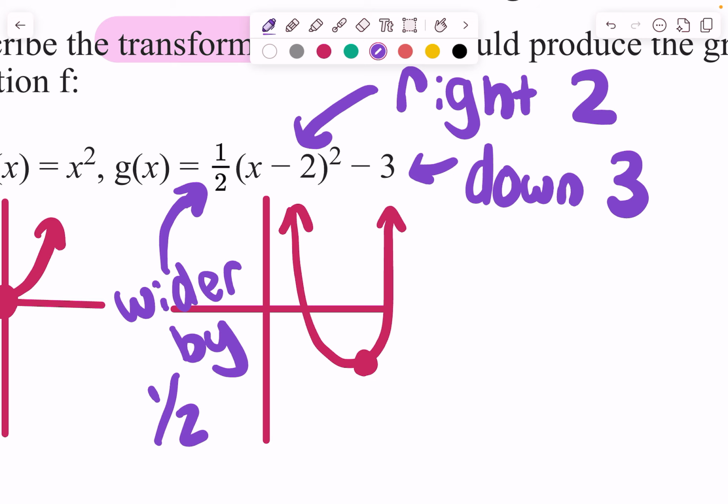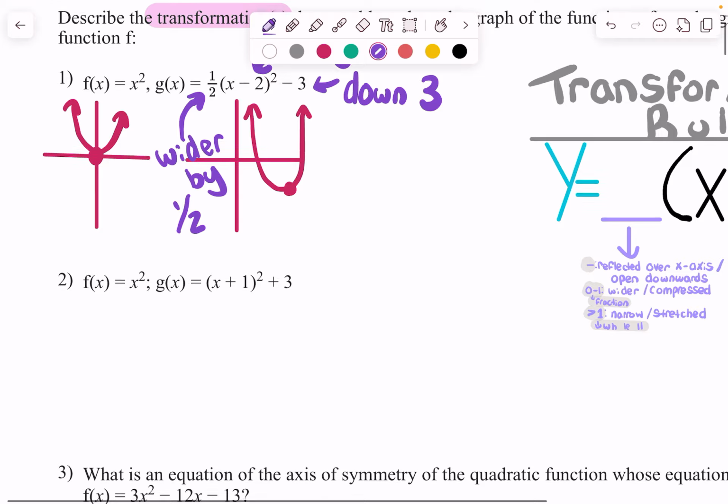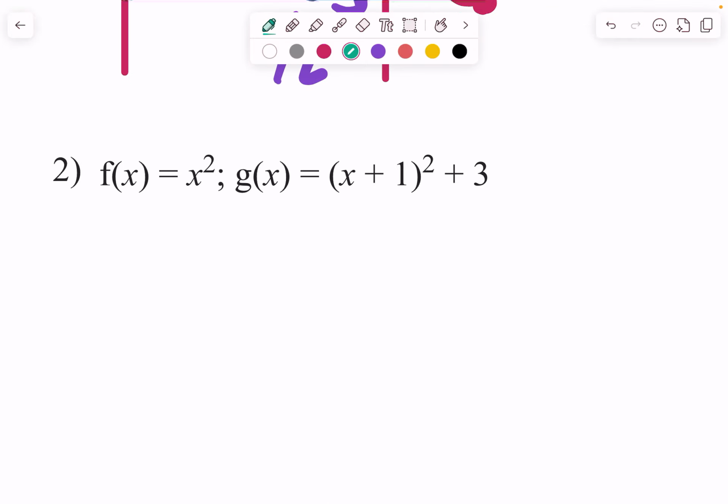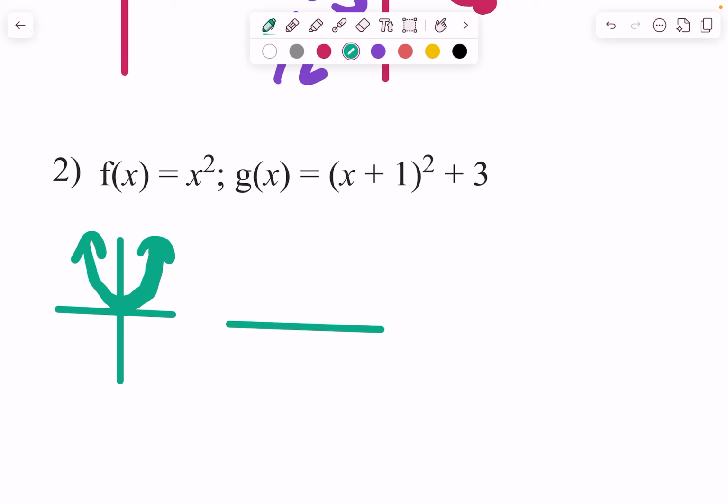Okay, let's look at number 2. Again, they're asking us, how did x squared become g of x, which is (x plus 1) squared plus 3? So, remember, x squared starts at 0, 0. It's a parabola that's going upwards that starts at 0, 0. That's the parent function. But now let me graph g of x. This one would look something like this.